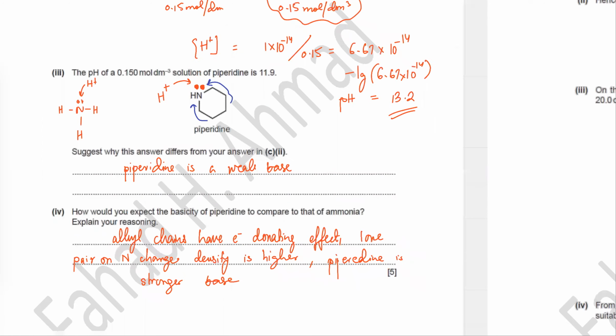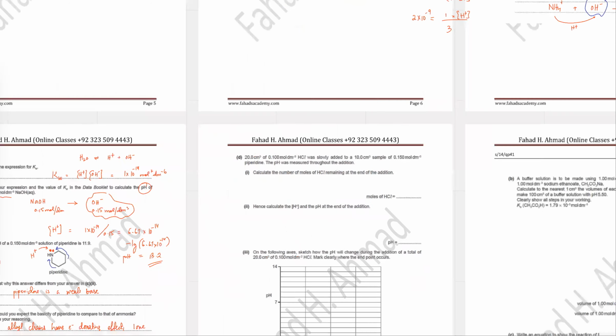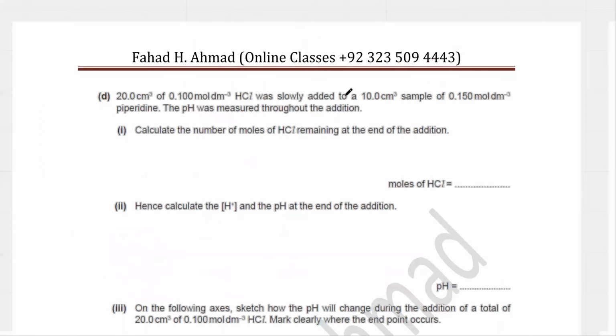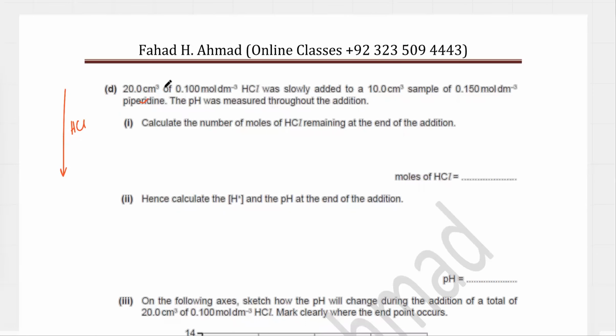Now, coming back to this thing. What he's doing is there's HCl that is slowly being added. So from the top, there's a titration happening, and in that titration there's HCl. You've been given the concentration and the volume of HCl that's being added. It's being added to a flask, and the flask over here contains piperidine.